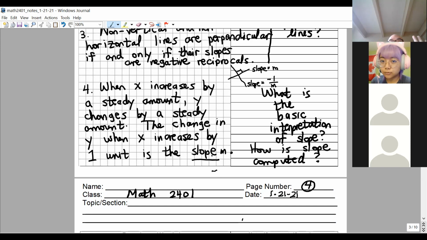So let me repeat that because that's going to be a really crucial definition for us. The change in y, which could be positive or negative, when x increases by exactly one unit, that change in y happens to be the same as the slope m of the line, all right? We're going to say it lots of times throughout the course. This is what I call the basic interpretation of slope: the change in y when x increases by one unit.